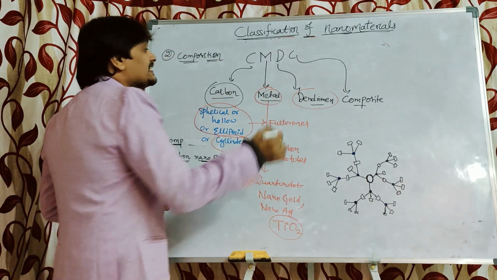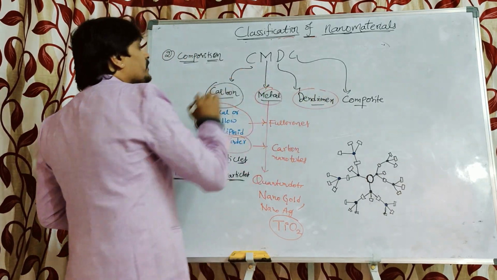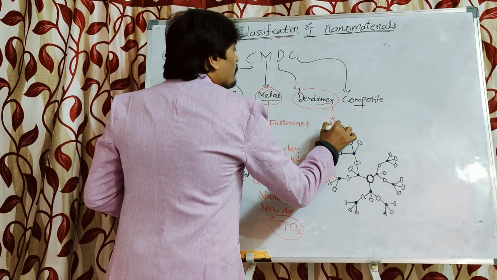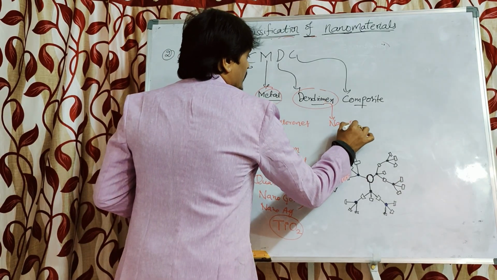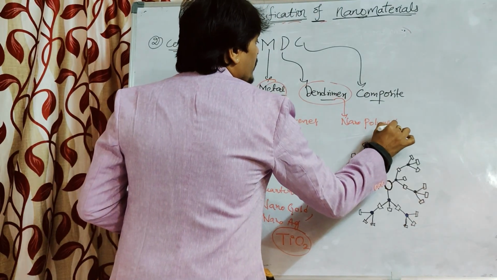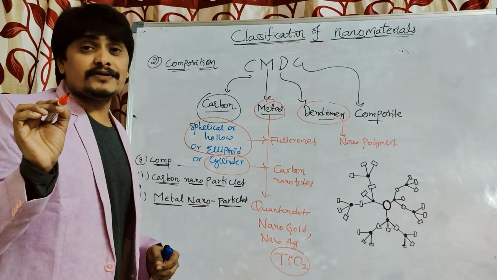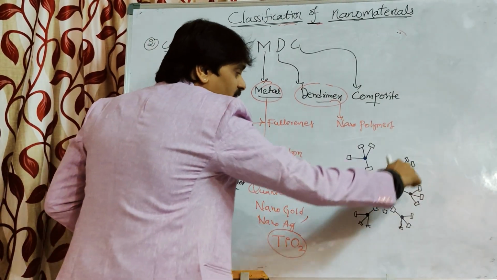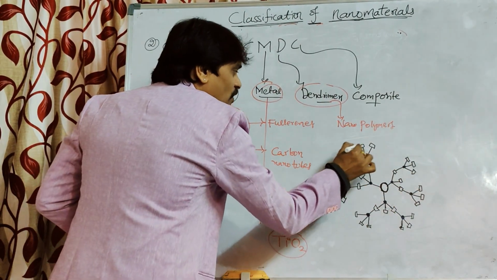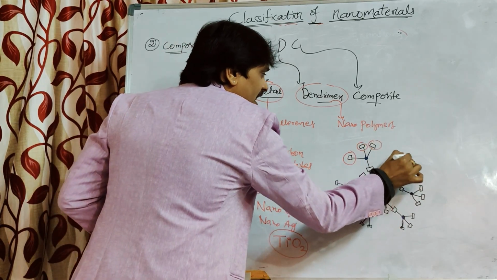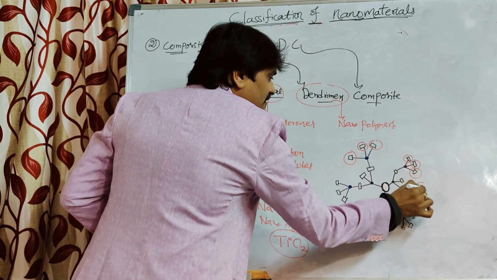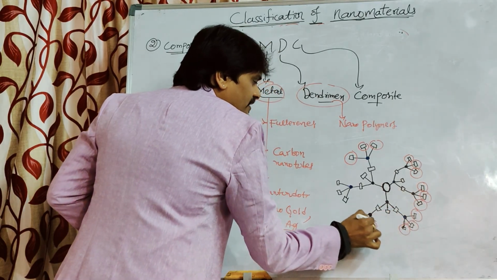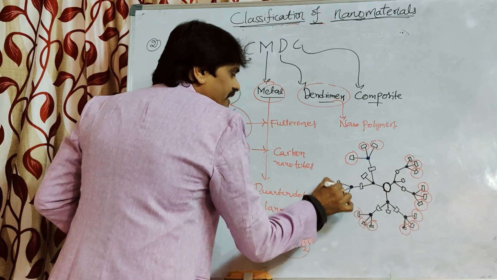So these are another class of nanomaterials based upon the composition. Dendrimers are considered as nanopolymers, friends. And the surface of dendrimers contains n number of chain ends. If you observe this, n number of chain ends.